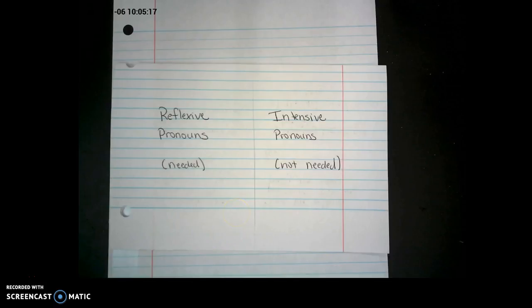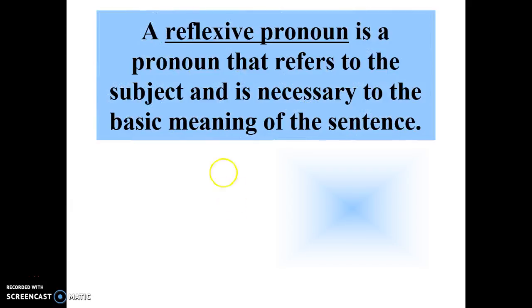So we're going to start with reflexive pronouns. Make your foldable, and then open your reflexive pronoun flap. The first thing you need to write across the very top of your flap is: a reflexive pronoun is a pronoun that refers to the subject and is necessary to the basic meaning of the sentence. You might even want to underline the word necessary.